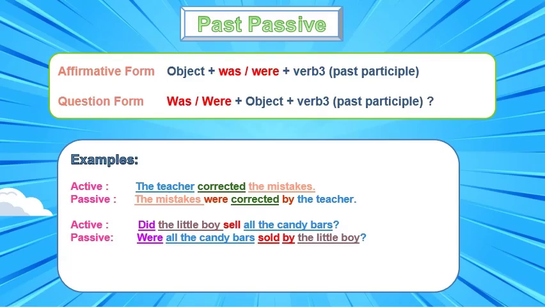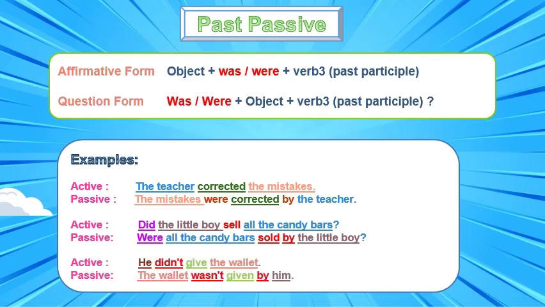He didn't give the wallet. So he didn't give the wallet. Where is the object? The wallet. Start with this. So the wallet here, singular or plural? Singular. Start with wasn't. Give here, I want to change it to the past participle. It will be given, and I will add by, and he will be him. So the answer: the wallet wasn't given by him.